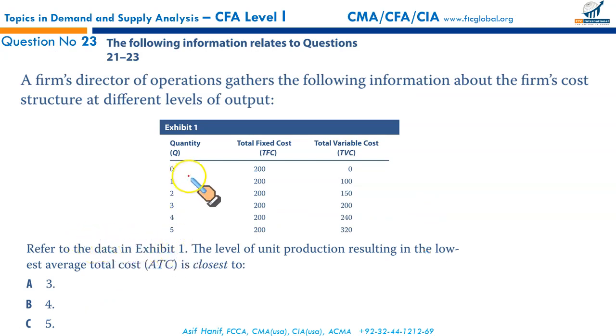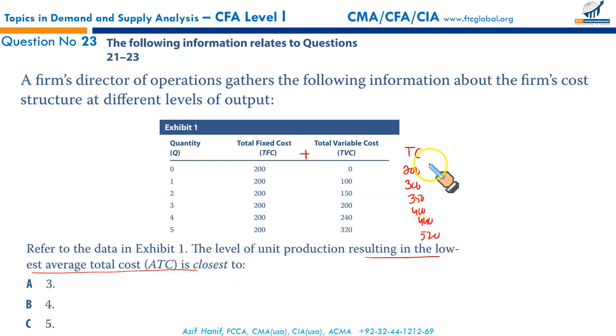Refer to this data in Exhibit 1. The level of unit production resulting in the lowest average total cost is closest to. First, we need to calculate the total cost, because this is total fixed cost and total variable cost. So we need the sum of these two columns as our total cost. It's going to be 200, 100 plus 200, 300, 150 plus 200, 350, 400, 440, and then finally we have 520.